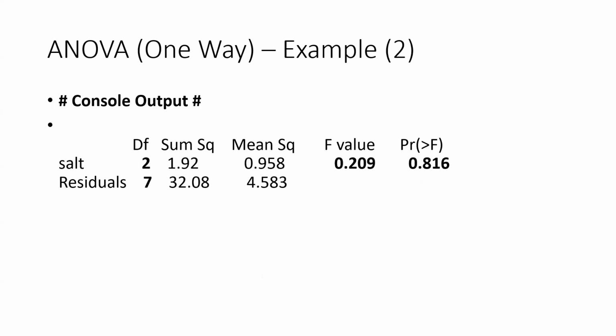Here's our console output. Now, this is a bit tricky because it's an ANOVA, and ANOVAs can be tricky, especially as we start getting into two-way ANOVAs or repeated measures ANOVAs. But in any instance, we have the degrees of freedom here, the residual degrees of freedom, the F value, and then this being our P value, all right?